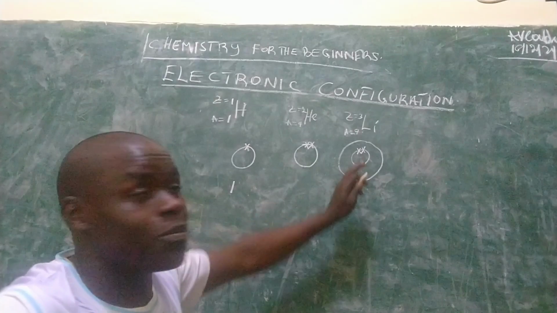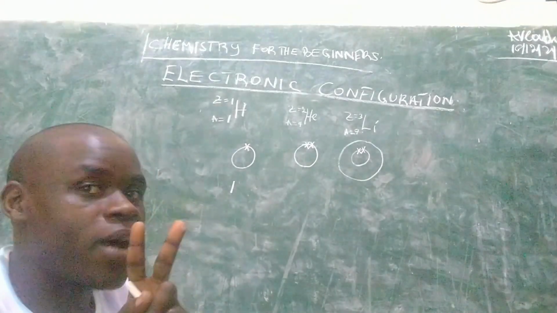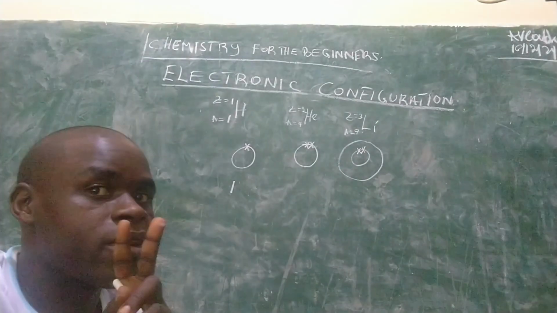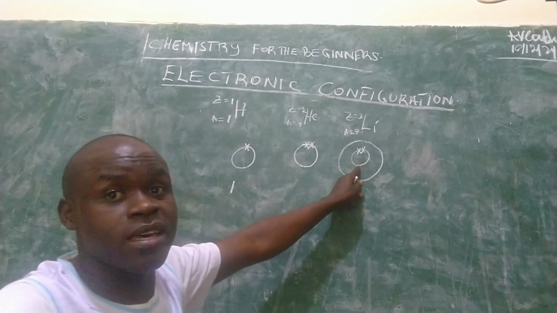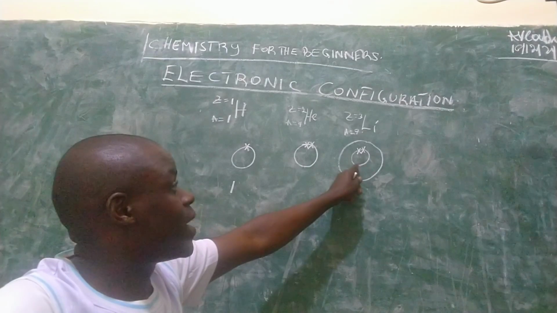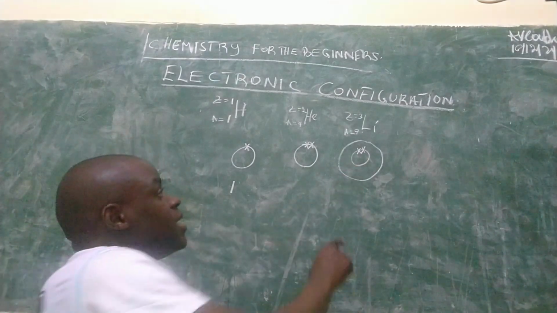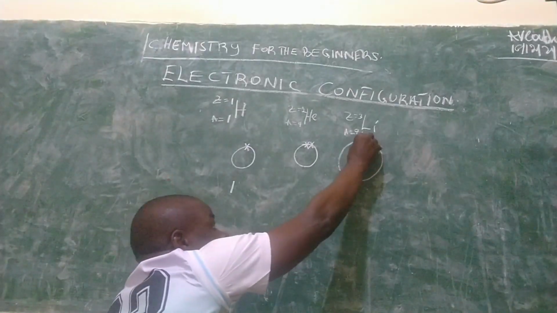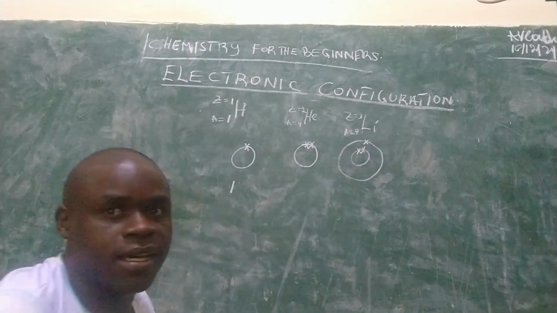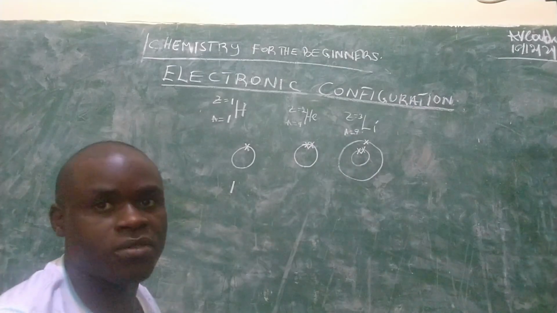The first one must contain only 2. We write that it contains only a maximum of 2. The innermost shell contains the 2 electrons only. Then when we have remained with 1 to make 3 of lithium, so 1 will be here. This is the electronic configuration of lithium.